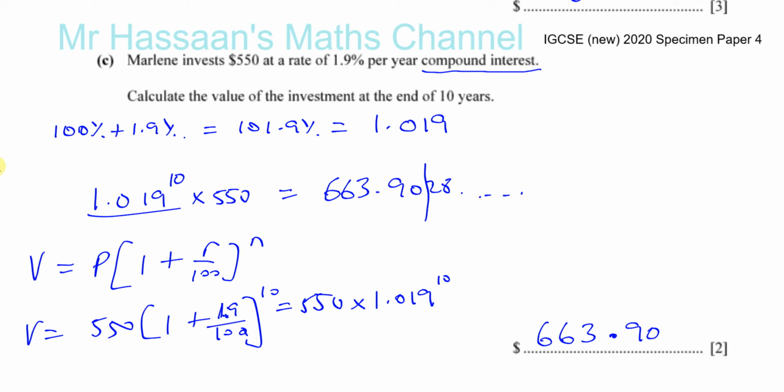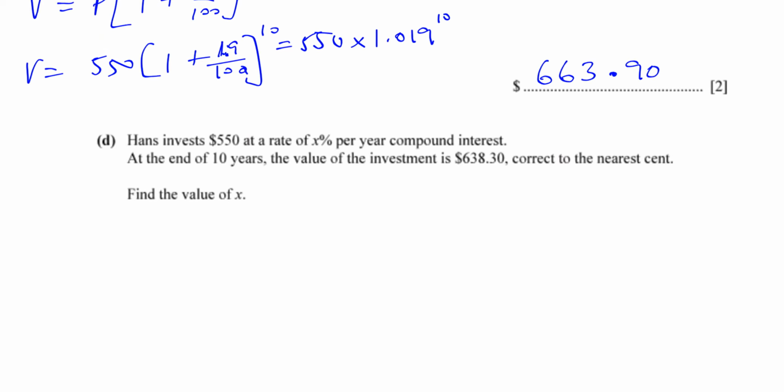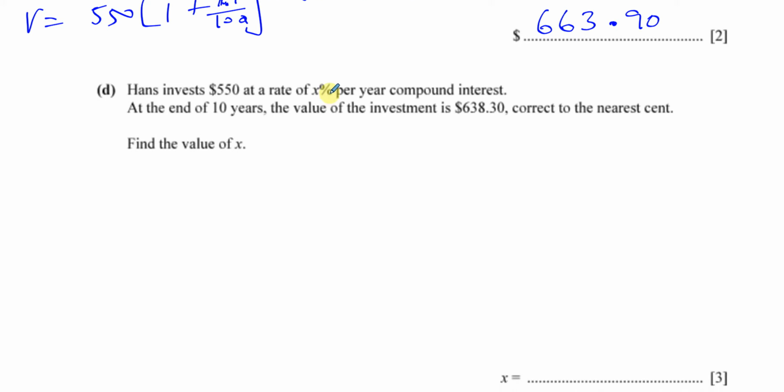Part D says Hans invested $550 at a rate of X% per year, compound interest. At the end of 10 years, the value of the investment is 638.30, correct to the nearest cent. Find the value of X. So basically here, we don't know what R is, but we know that the 550 increased and became 638.3 over 10 years.